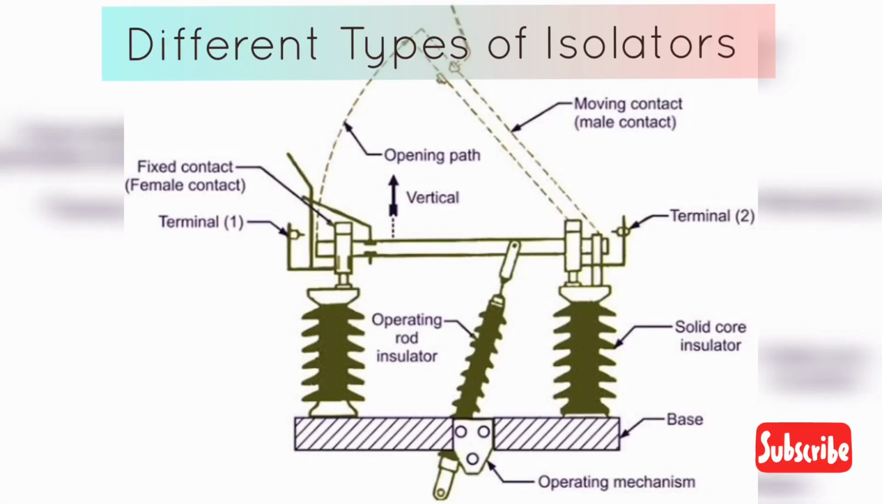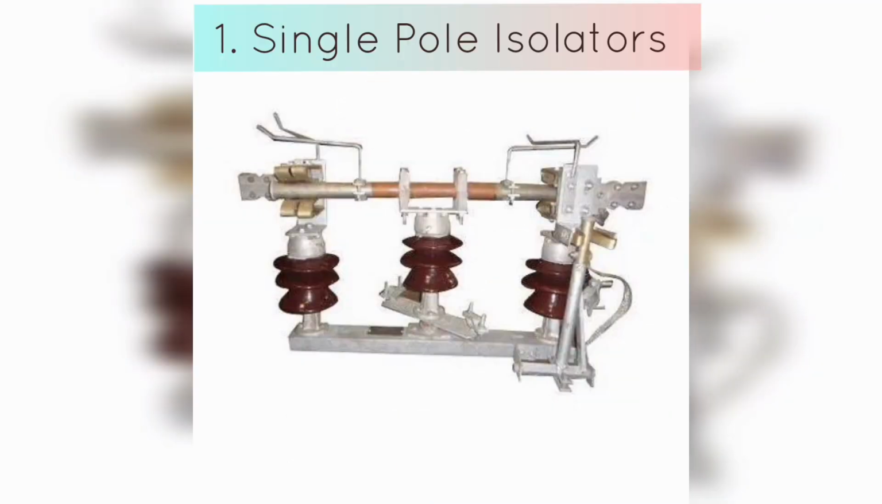Next we learn about different types of electrical substation isolator. Electrical substation isolators come in different types, each designed for specific applications and operating conditions. Here are some of the most common types of electrical substation isolators. 1. Single-pole isolator. 2. Double-pole isolator. 3. Multi-pole isolator. 4. Line isolator. 5. Busbar isolator. 6. Pantograph isolator. 7. Center break isolator. Next we learn about single-pole isolators.